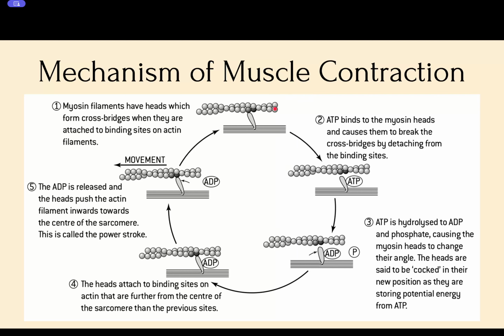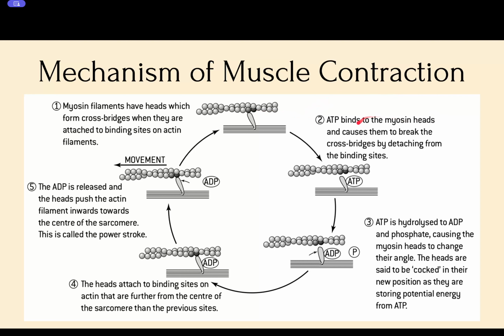And so the myosin basically is fixed in one place, but it causes the actin to move, which is why this is the actin and this is the myosin. My bad. So myosin filaments have heads. This is the head that forms cross bridges with the actin, where they're attached to the binding sites. So this is a binding site, for example.